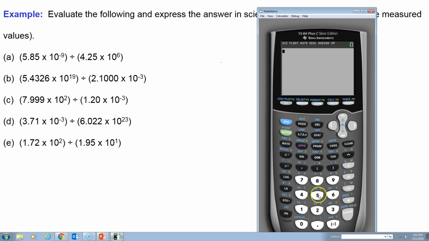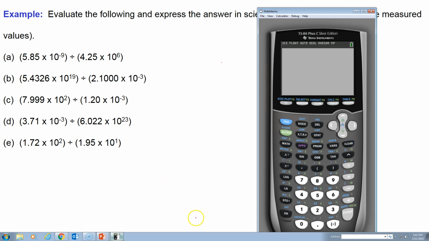So I'll just do the first one, 5.85. Second function, E minus 9. Divide 4.25. Second function, E to the 6. And then enter. And there's my number there in scientific notation. And I've got 3 significant figures here, 3 significant figures here. So I'm going to round this guy off, 1.38 by 10 to the minus 15.